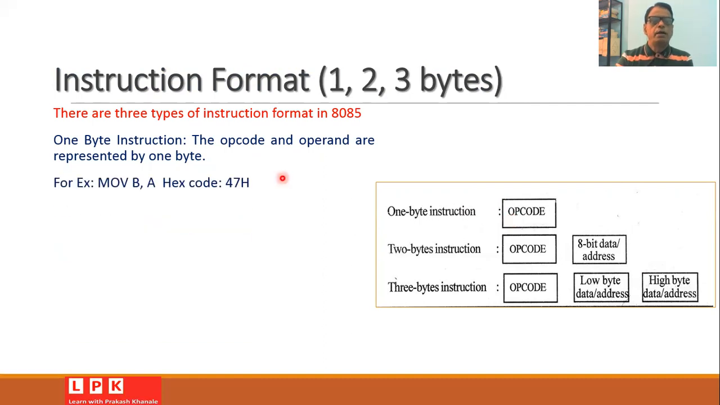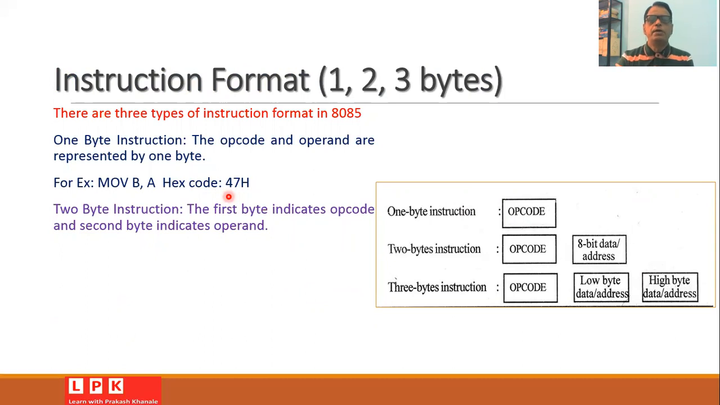For example, whenever we write an instruction such as MOV B, A, this instruction has the opcode or hex code 47H. H represents that this is a hexadecimal number. So this instruction can be called a 1 byte instruction.